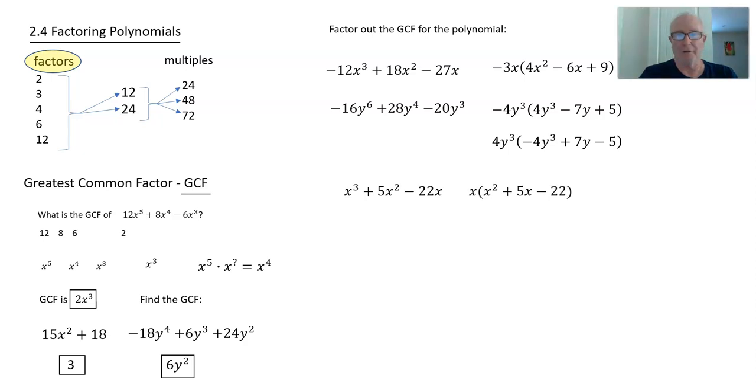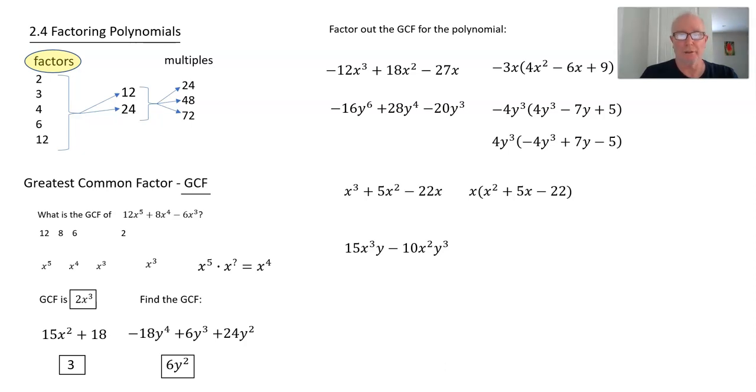That factored is x times x squared plus 5x minus 22. Each term has a variable, but the first term does not have a coefficient other than 1. So we can't factor anything out that's common to 1, 5, and 22 other than 1. Okay, factor this one. Pause the presentation, factor it, and then resume.